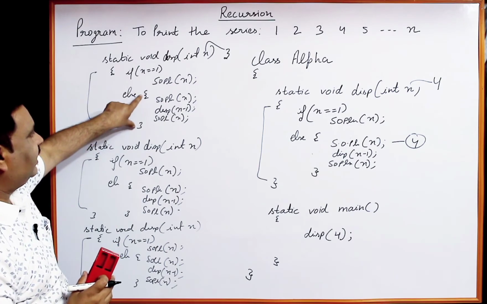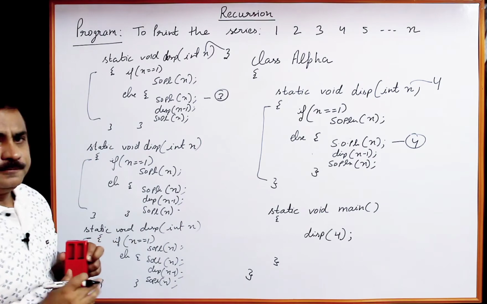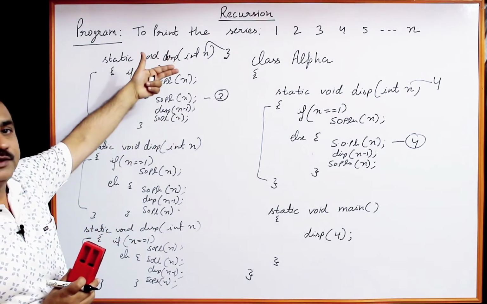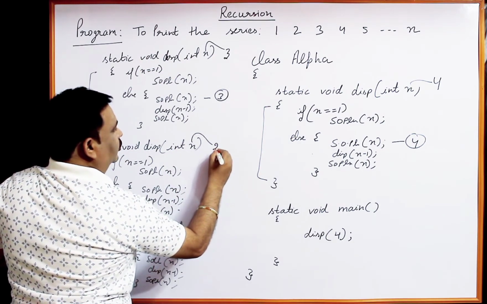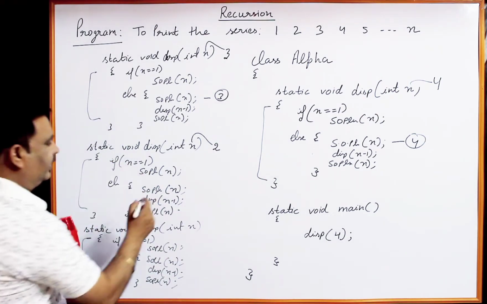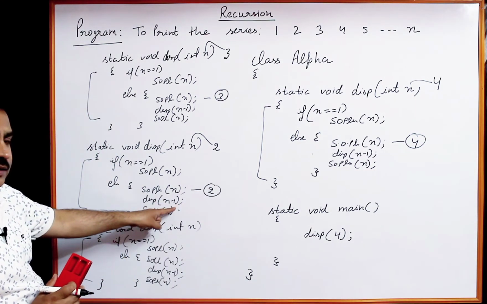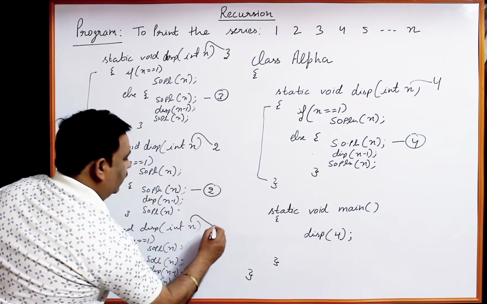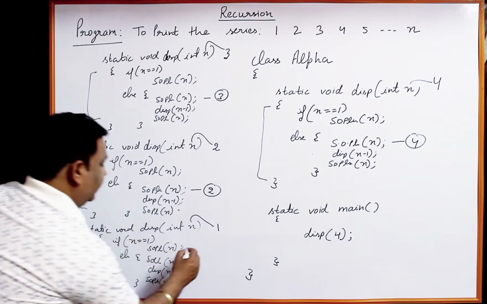Condition is false, else will execute, it will print 3. So 3 will be printed. Now 3 minus 1, 2. Next function call by passing the value 2. So this is the third memory block and here n is now 2. Again condition is false, else will execute, it will print here 2. 2 minus 1, 1. So next function call with the value 1. Here condition is true, so 1 will be printed here.